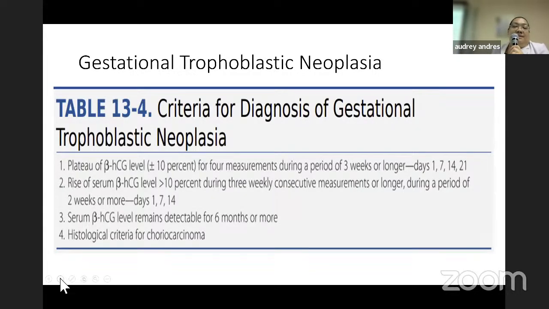So this is the criteria for GTN. Plateau of beta-HCG level for four measurements during a period of 3 weeks or longer. Rise of serum beta-HCG level of more than 10 percent for three weekly consecutive measures or longer. Serum beta-HCG remains detectable for more than 6 months. And you satisfy the histological criteria for choriocarcinoma.